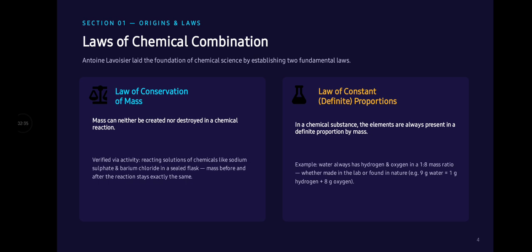Next is the law of constant, that is definite proportions. In a chemical substance, the elements are always present in a definite proportion by mass. For example, water always has hydrogen and oxygen in a 1:8 mass ratio, whether made in the lab or found in nature. Example, 9 gram water equals 1 gram hydrogen and 8 gram oxygen.